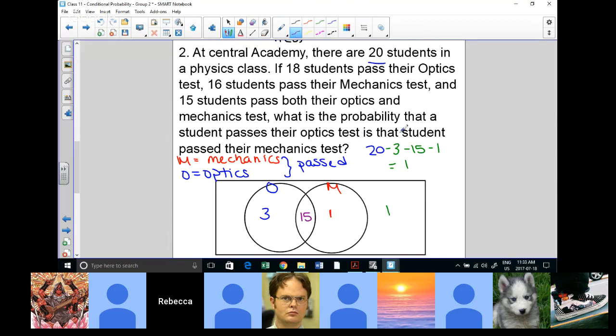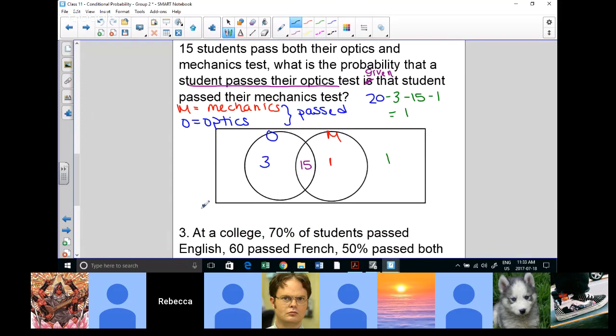What are they asking for? They want the probability that a student passed their optics test. Change this to given. Big typo in there. Given that the students passed their mechanics test. So we have the probability of passing optics given that they passed mechanics. So number of the intersection between the two divided by the number of mechanics. So how many do we find in the intersection? We have 15. How many are in mechanics in total? 16. So this is done. And if you want to convert this to percent, so if we know that the student passed mechanics, there's a 93.75% chance that they also passed optics.